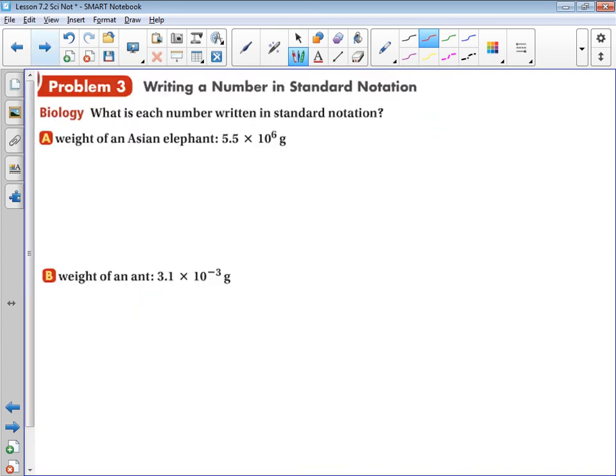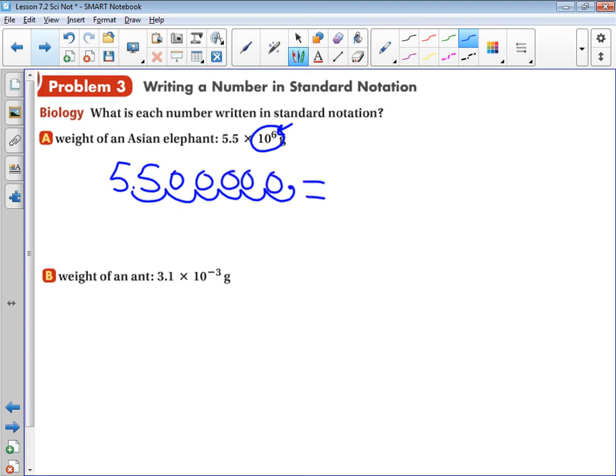So here's another example. What is each number written in standard notation? The weight of an Asian elephant is 5.5 times 10 to the 6 grams. 10 to the 6th. The 6 is positive, that means it's a really big number, so I start by writing 5.5. I'm going to move the decimal place 6 times. 1, 2, 3, 4, 5, 6. Fill in the empty spaces. Rewrite it so there's no extra stuff. And that's got a label on it, grams.